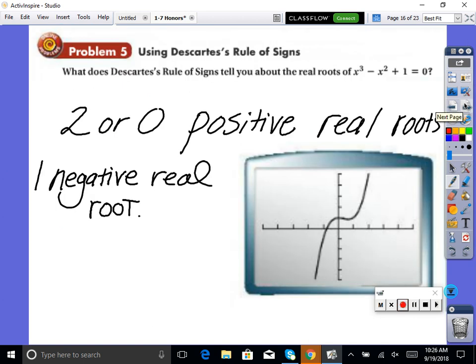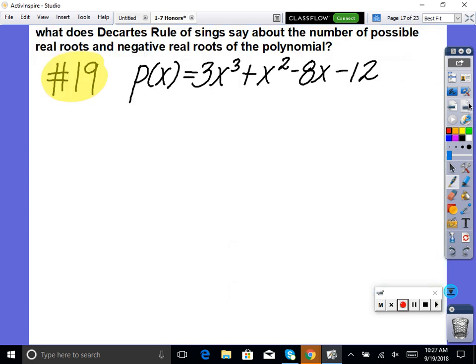Let's use it. So look, I graphed that just to show you. That really happened. We said there was 1 negative, which is right there. And then there is 0 positive. There was 2 or 0 possible, it was 0. Okay, here we go.